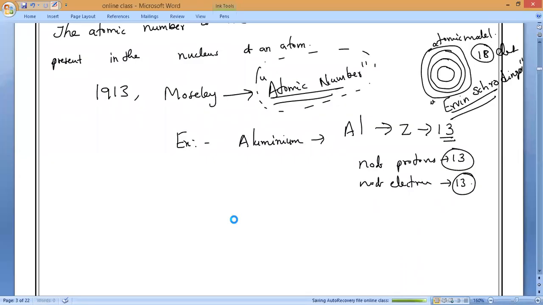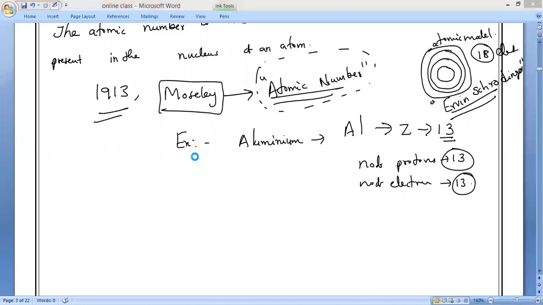As we know, the atomic number concept was given by Mr. Moseley, mostly during the year 1913. Remember what he did here: he was trying to analyze the exact positive charge in the nucleus of the atom, and only then did he give this important atomic parameter called the atomic number.